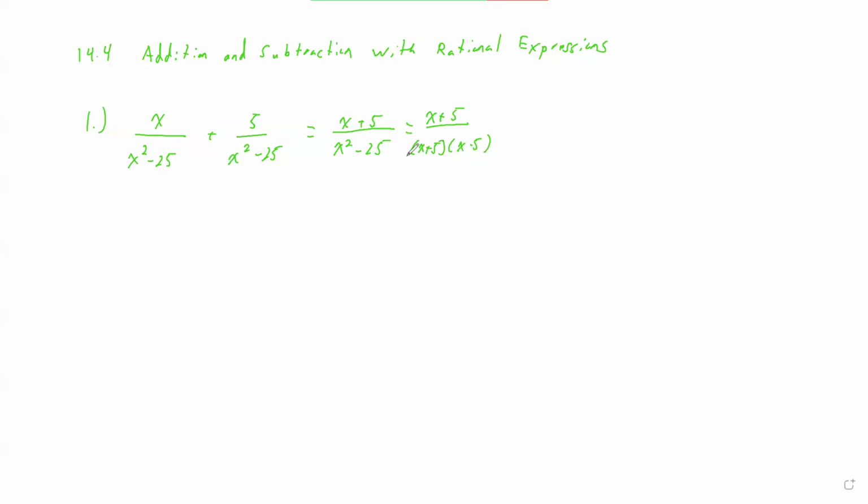In this case, the x plus 5 would cancel. Remember, if everything cancels, there's still a 1 left. So your final answer is 1 over x minus 5.